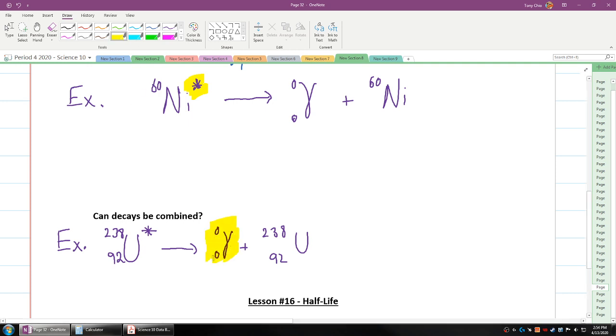But the uranium is still not fully stable yet. So it's going to undergo, in this case, alpha decay, which we know is an alpha particle getting released. Because of that, it's going to turn into, in this case, a mass of 234 and an atomic number of 90. It's going to turn into thorium. So we can have multiple decays happen to an element. That is possible. And that is actually what happens naturally a lot of times.